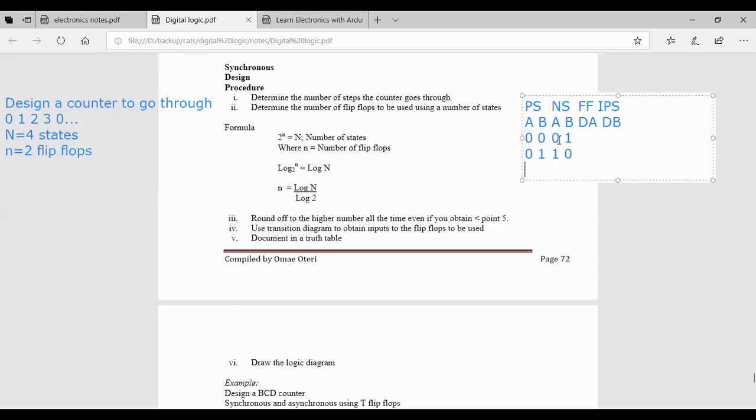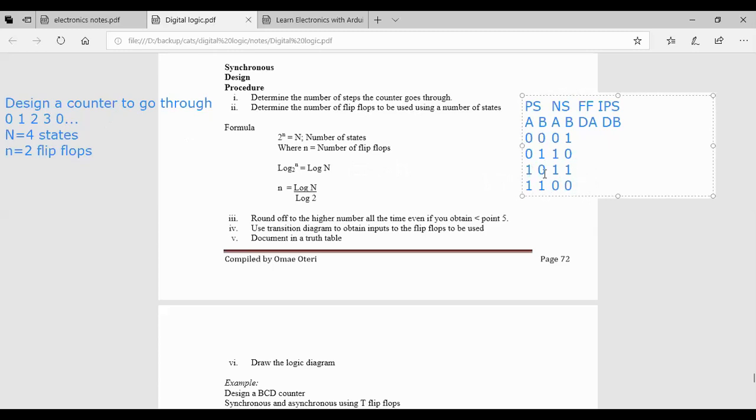If I'm at 1, 0, what's my next state? 1, 1. So if we are at 1, 0, my next state will be 1, 1. If I'm at 1, 1, what's my next state? No, 0, 0. You go back to 0. So we have 0, 0.